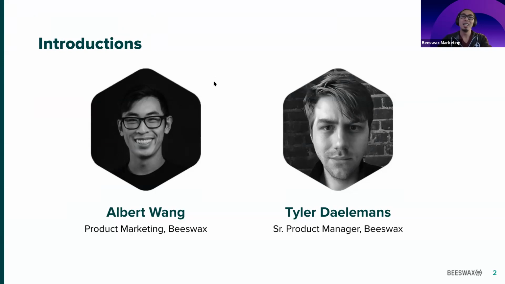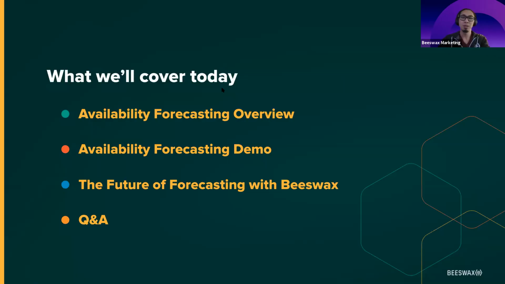So let's get started and talk about what we'll cover today. So pretty straightforward agenda today. We're going to talk about the various features available in availability forecasting before we segue into a demo of the feature itself within the UI. And after that, we'll talk about the plans we have for the future of forecasting with Beeswax before closing with a little bit of Q&A. So now I'm going to pass it over to Tyler.